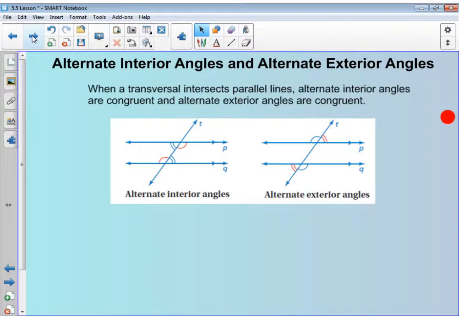Part of this portion is working with what they call alternate interior and alternate exterior. So we had to understand the concept of the interior and the exterior to be successful for this next part. When a transversal intersects parallel lines, alternate interior angles are congruent and alternate exterior angles are congruent. So what does that mean?